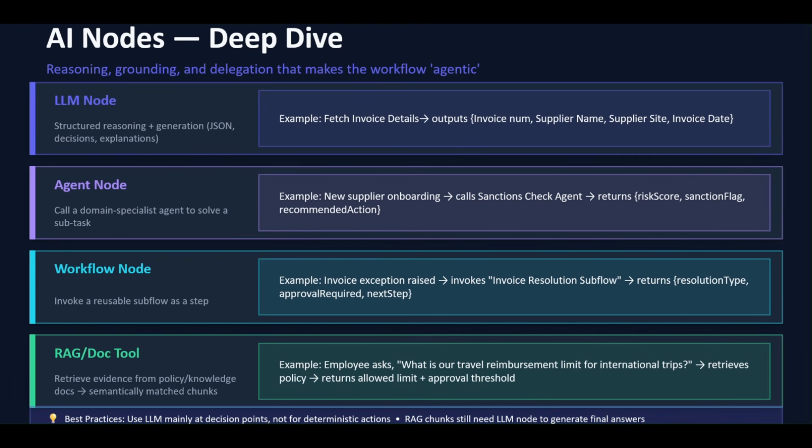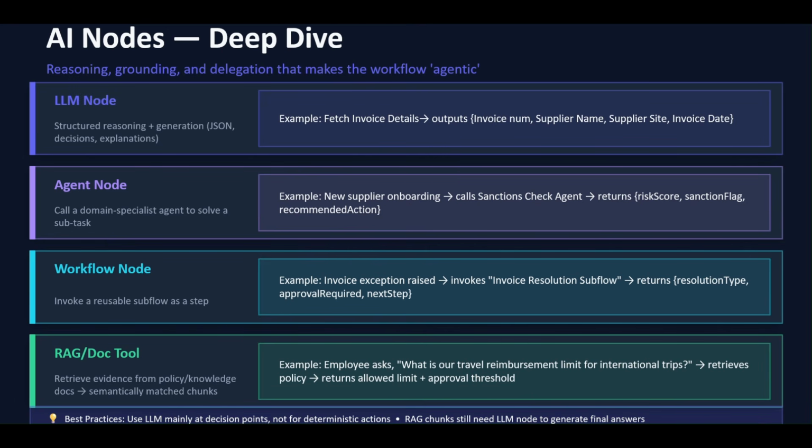So now, as you already know from my last video, AI nodes are the intelligence layer of the workflow, right? But what does that actually mean in practice? Let me walk you through each one with a real example. So we'll go in sequence. We will start with RAG, then go to the LLM, and then we'll cover these two nodes, that is the agent node and the workflow node.